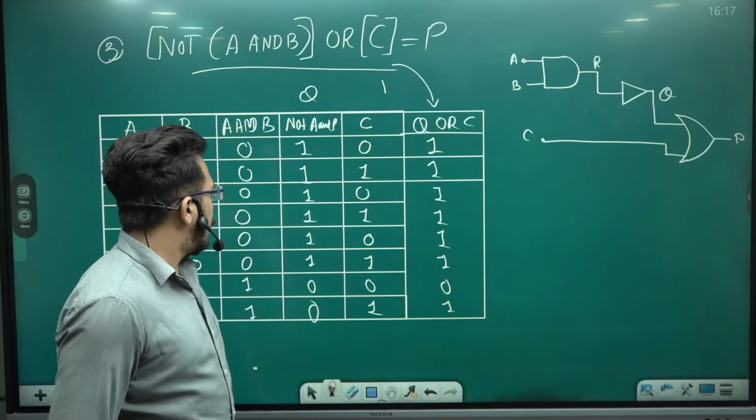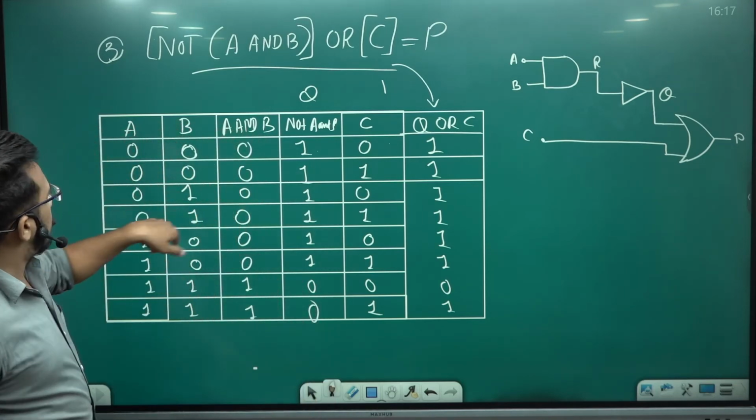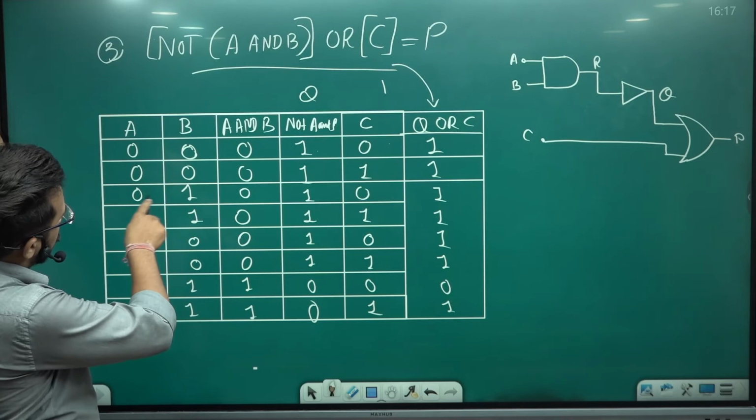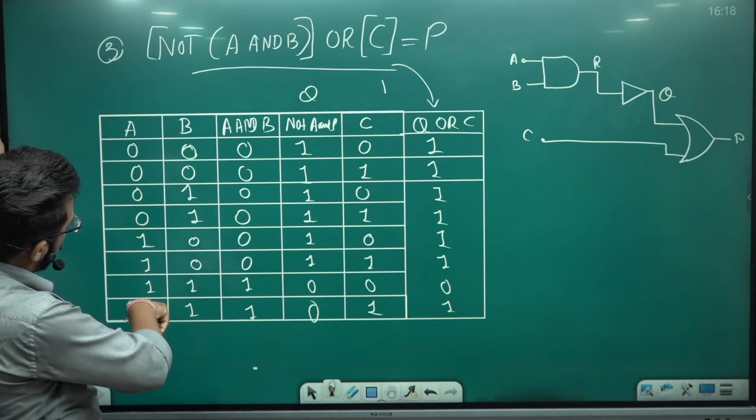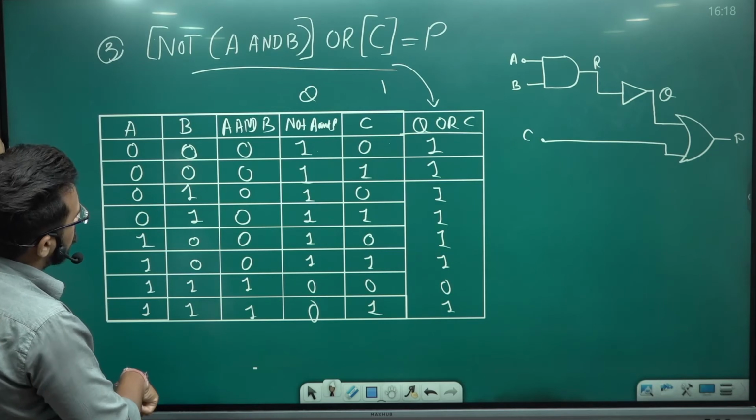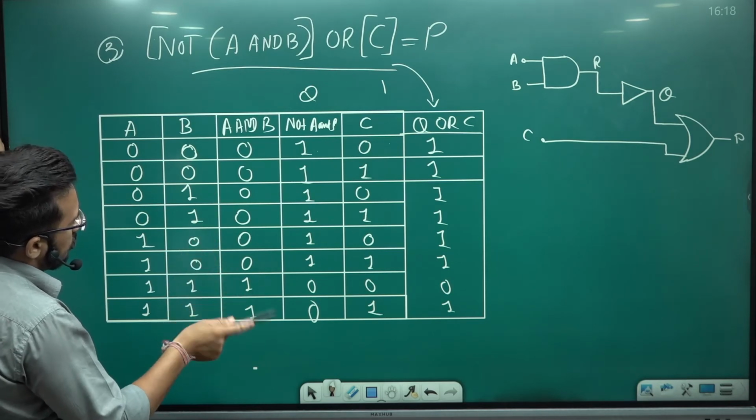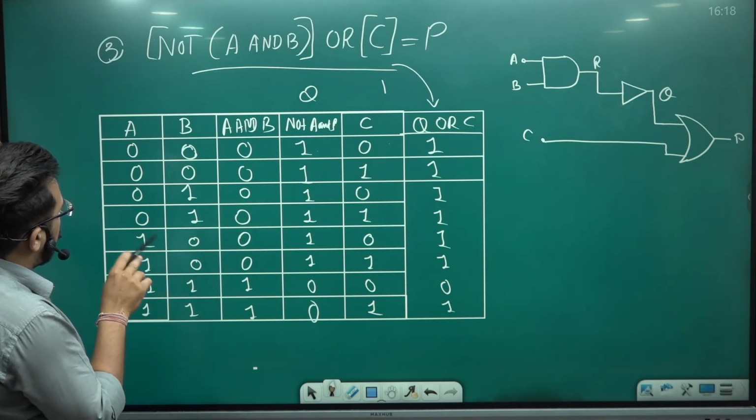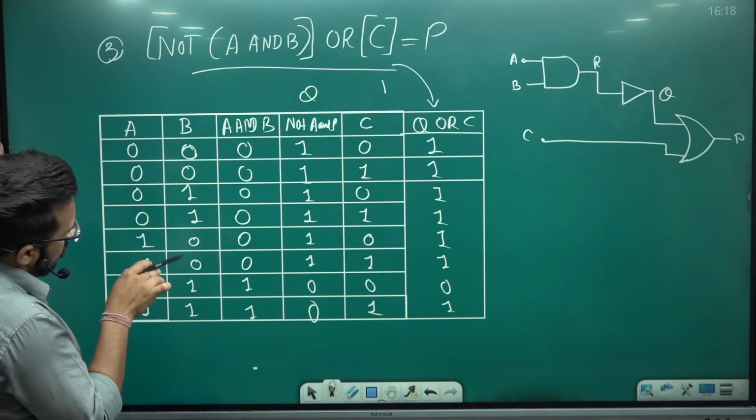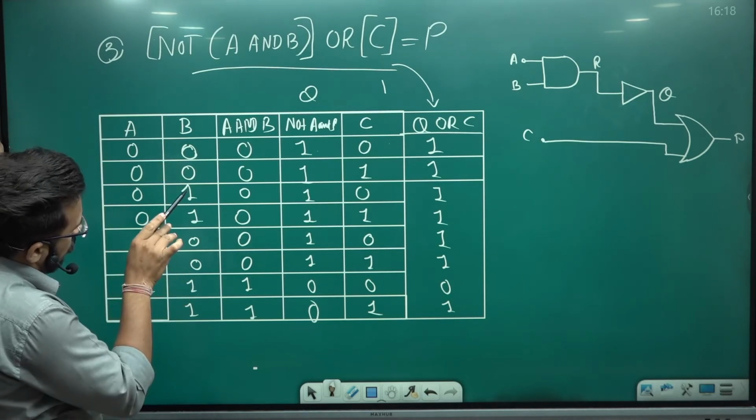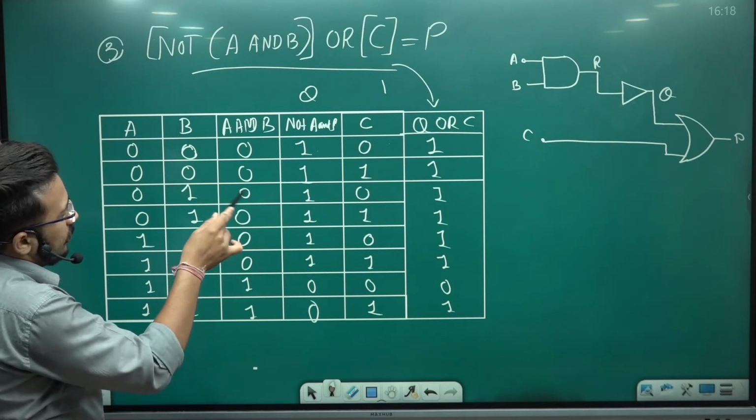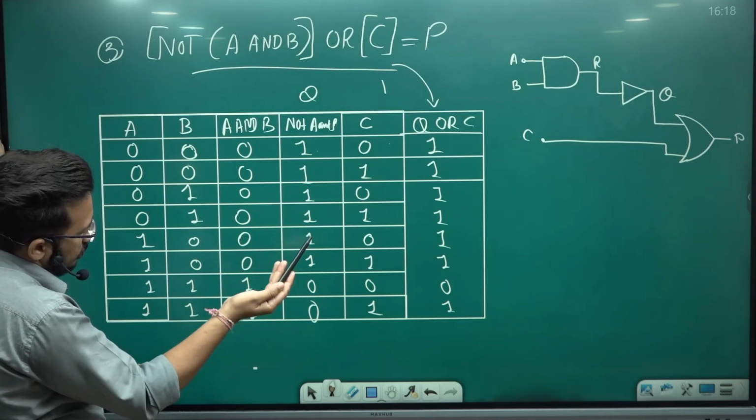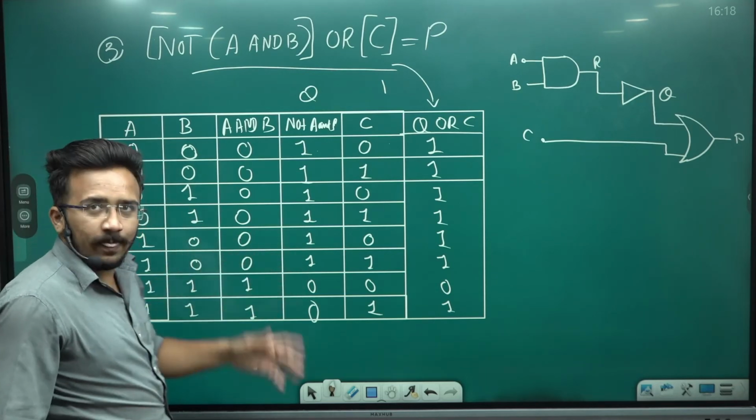Okay, so let me verify one more time. 0 0, this probability 0 0, 0 1, 1 0, 1 1. All probable combinations are created: 0 1, 0 1, 0. 100% true.